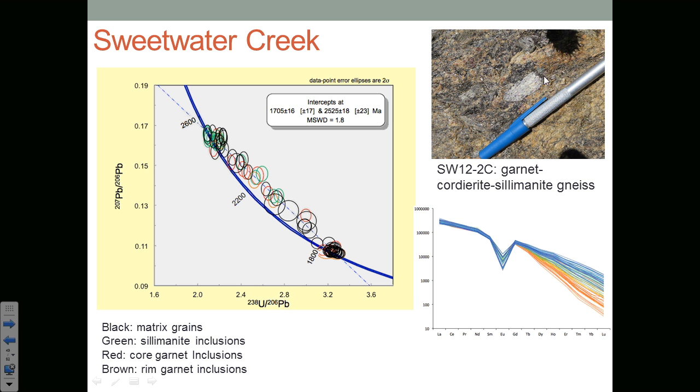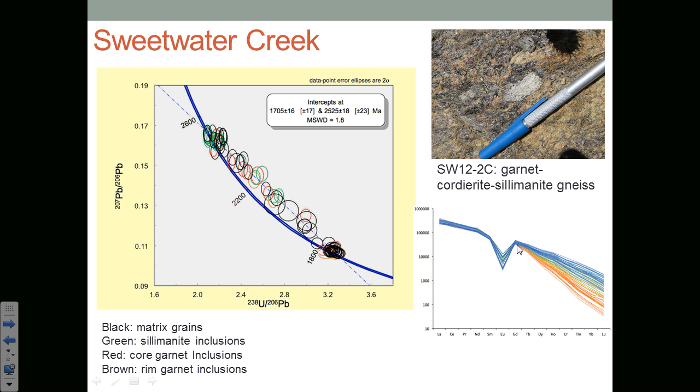And when we look at inclusions inside these big sillimanites, we tend to see old ages residing in there. The green are inclusions in those sillimanite. We see some mixtures. Most of the matrix grains tend to record the younger ages, but the two components here are a 1.71 component and a 2.5 component. Still not quite into the Archean though. So we see this kind of earliest Proterozoic event preserved.